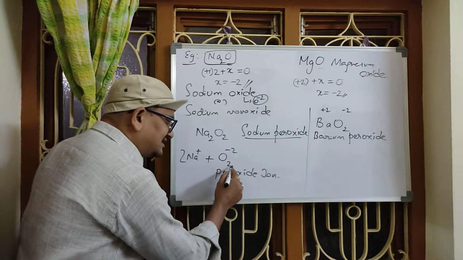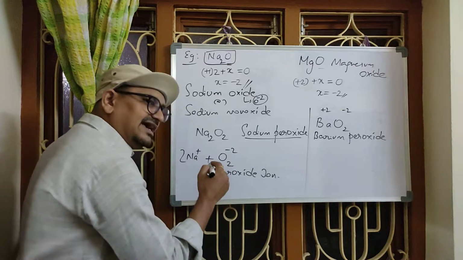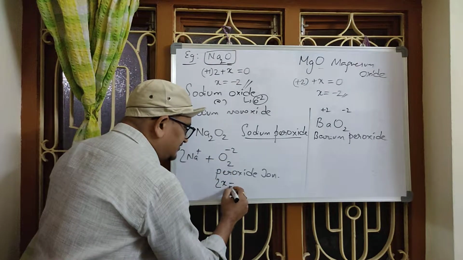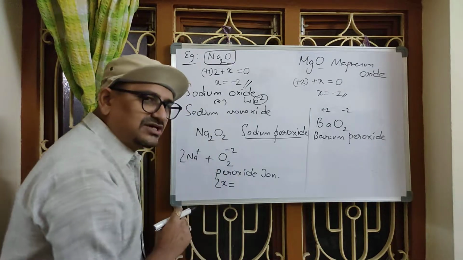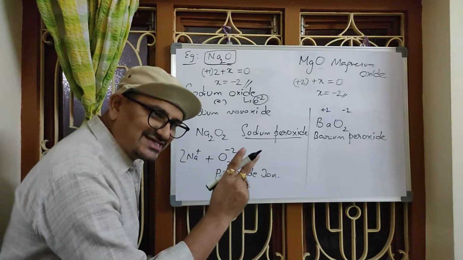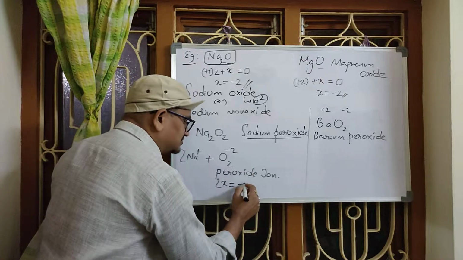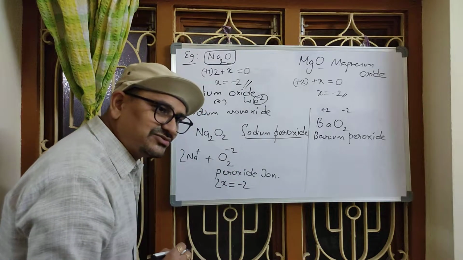How many oxygens are there? 2. So take 2X, X for each oxygen. So 2X for 2 oxygens. These 2 oxygens are totally bearing what charge? 2 units, negative charge. So what's the net charge on this species? -2. So 2X equals -2, right?